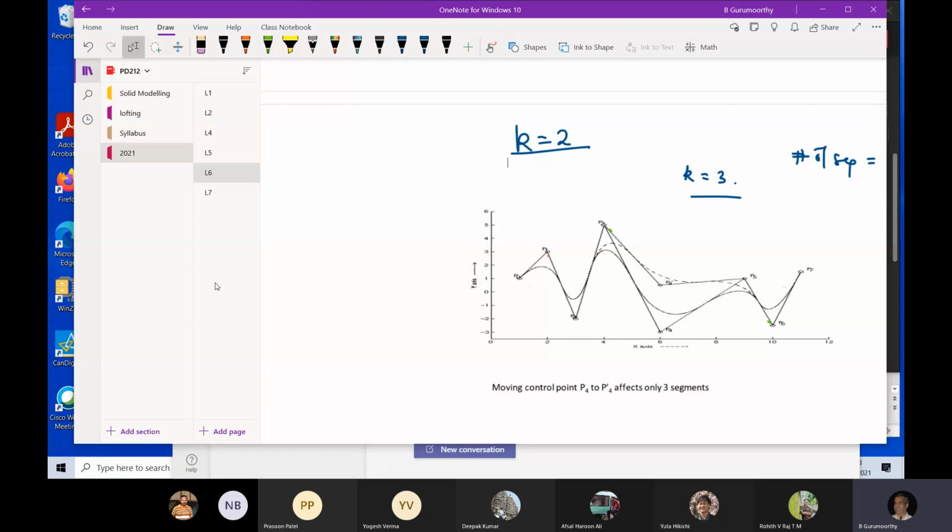We had said that each segment in my curve will be defined by K control points. So if K is 2, then I'll have only 2 control points defining each segment. But we also now have a property that each segment of the curve will lie inside the convex hull of the control points that define that segment. So what is the convex hull of 2 points? If I have 2 points, what is the convex hull? The line joining the 2 points, right? And so what will the curve be?